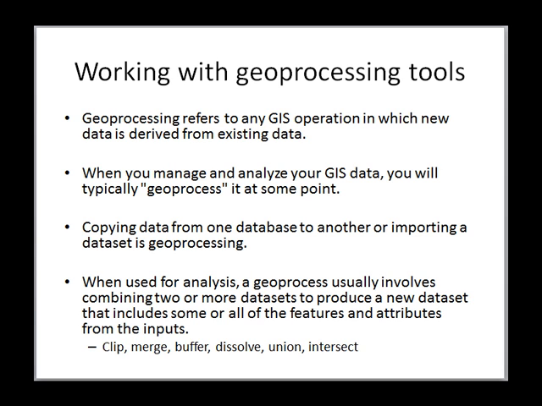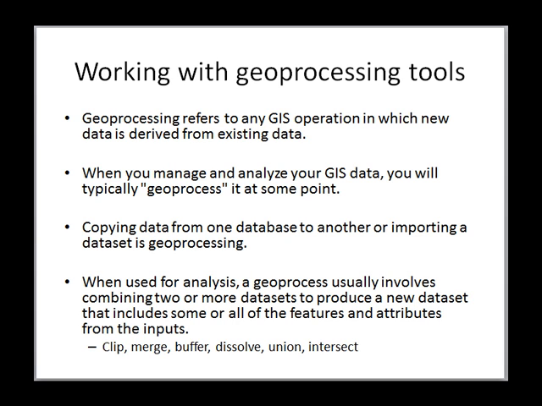So geoprocessing refers to any GIS operation in which new data is derived from existing data. When you manage and analyze your GIS data, you will typically geoprocess it at some point. So while working with GIS data in any GIS project, you're going to be performing geoprocessing operations on your data. It can be as simple as copying data from one database to another, importing data from one source to another. That's creating new data. So that's a simple geoprocessing operation. Copying a file. That's real simple geoprocessing.